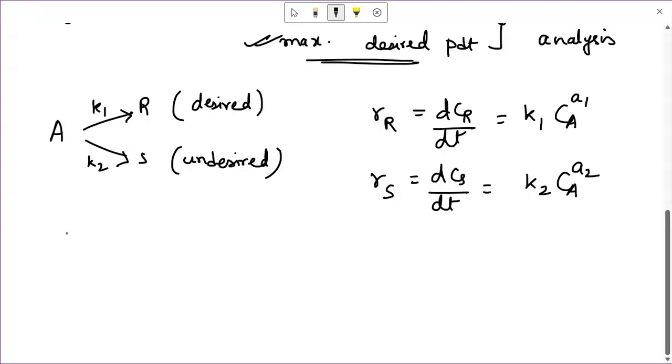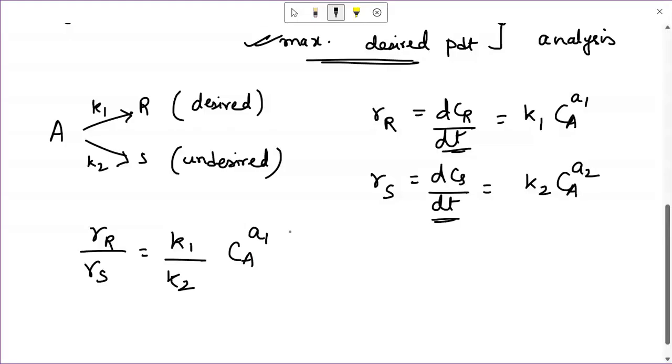Now our general approach was, first we want to use concentration terms instead of conversion terms. Here we already have concentration terms, so we do not have to worry much about that. The next thing is to omit the time variable. To do that you simply divide rR by rS, and that will give you K1 by K2 times CA to the power a1 minus a2.